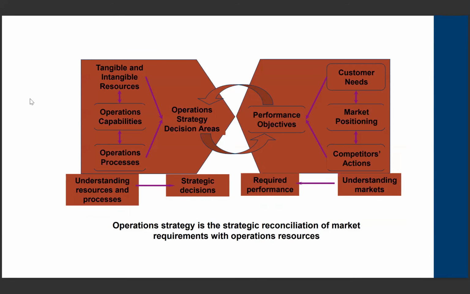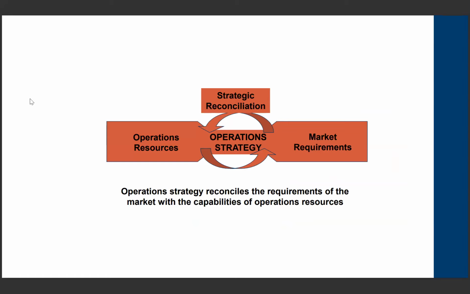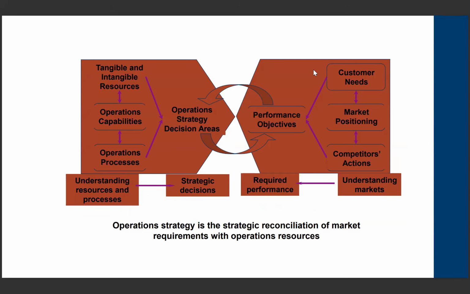And this diagram is the same thing as a more elaborate version of this diagram. This side shows the market requirements, and this side shows the operation resources. The market requirements mean understanding the markets. To understand the market, we need to understand customer needs, market positioning, how we are going to position ourselves in the market, in which country, which place, and our competitors. After understanding the market, we can come up with the required performance, and this side defines the market requirements.